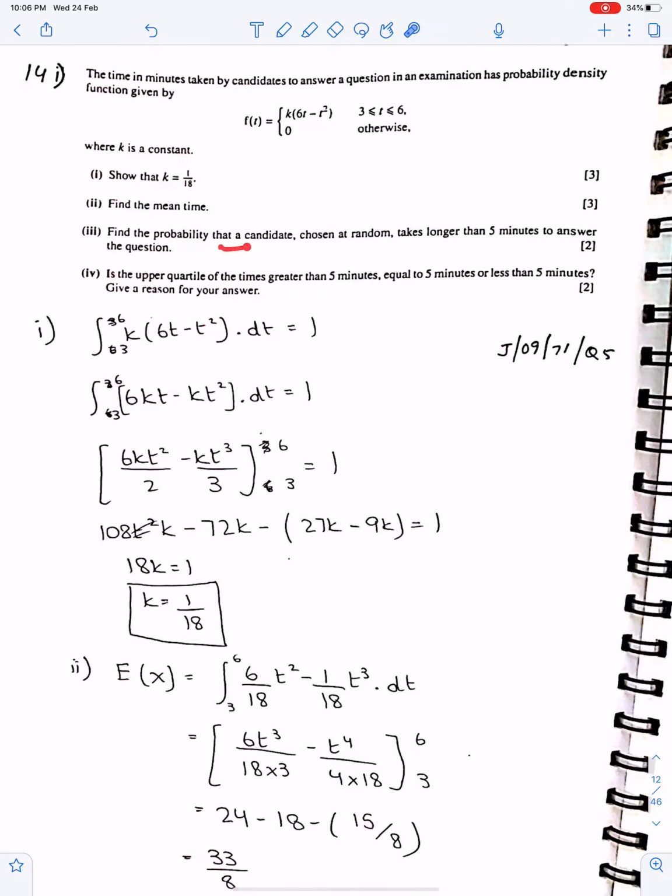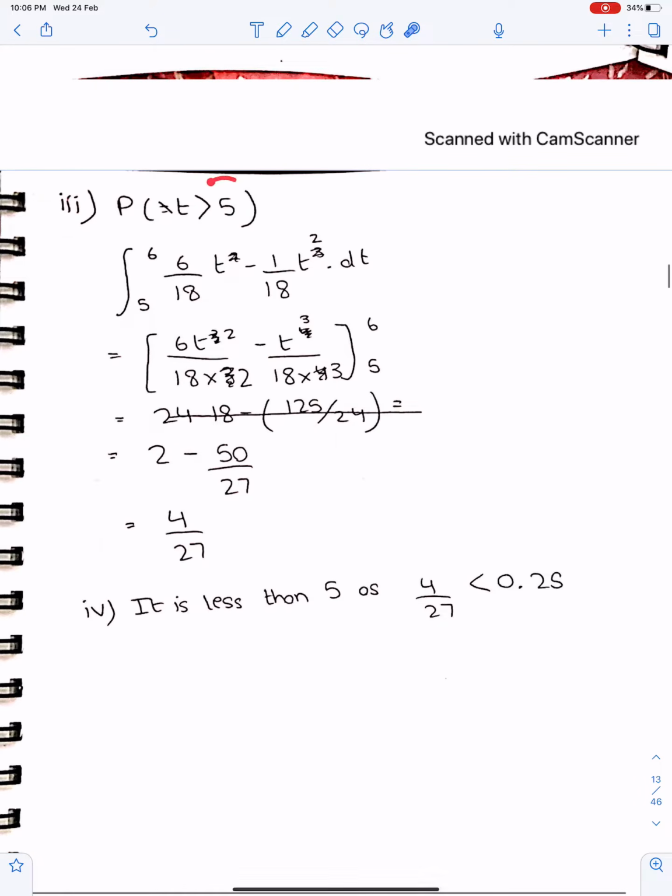Find the probability that a candidate chosen at random takes longer than 5 minutes to answer the question. This is so simple. The upper limit is 5. So with the help of this information, we can get the answer.